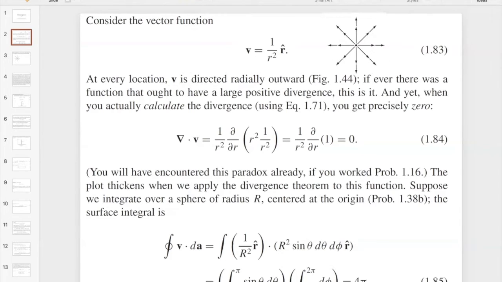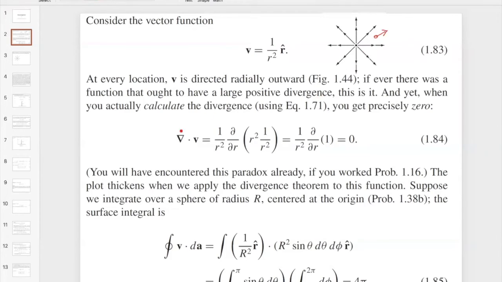So let's use the pencil here. If you pick any point or any location in this function, you will figure out the direction of this vector function v is going outward radially.